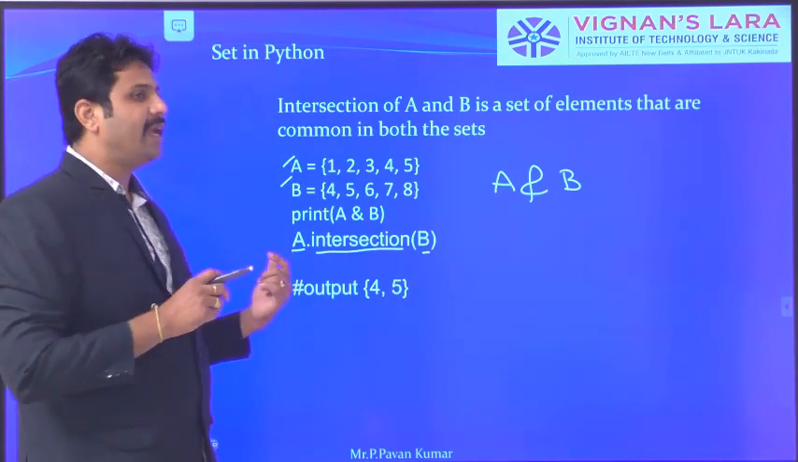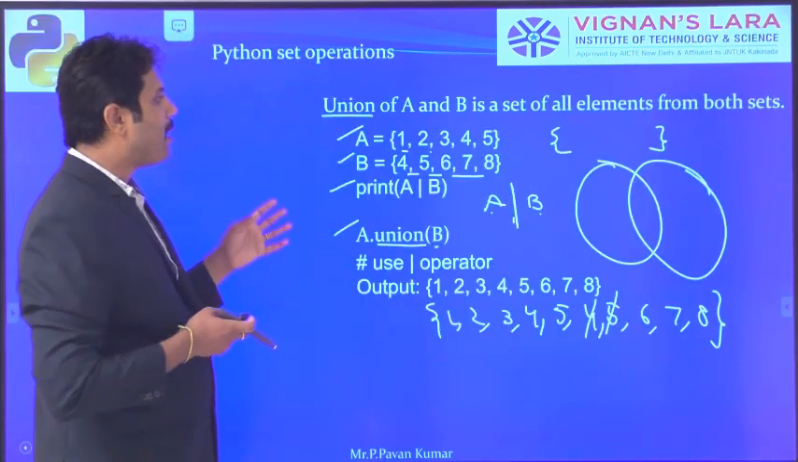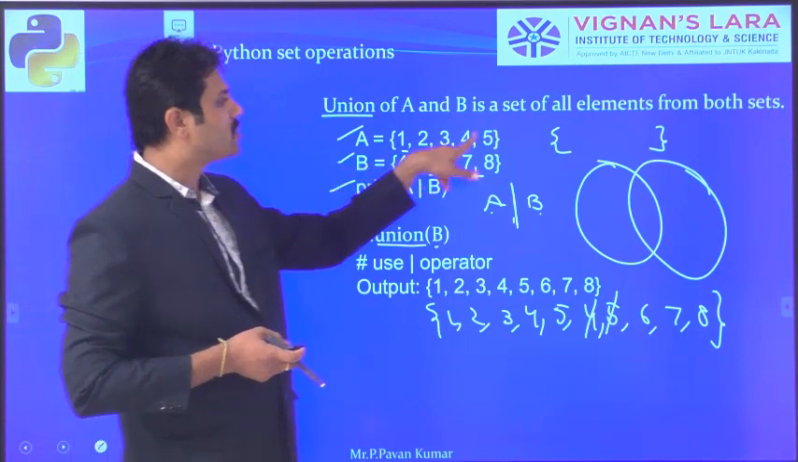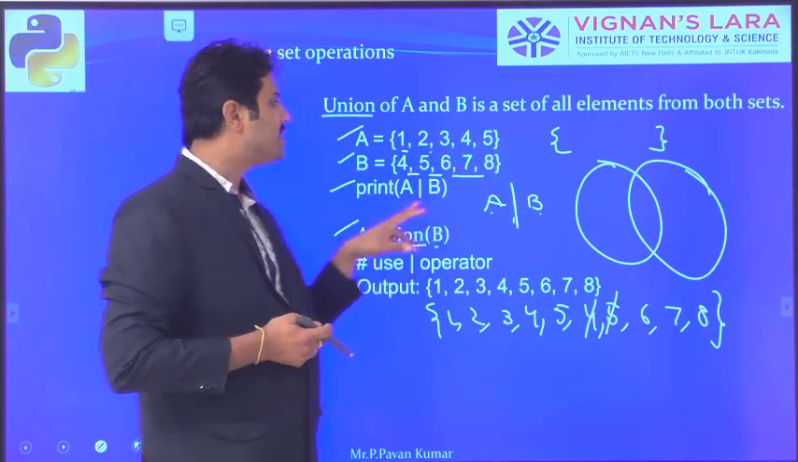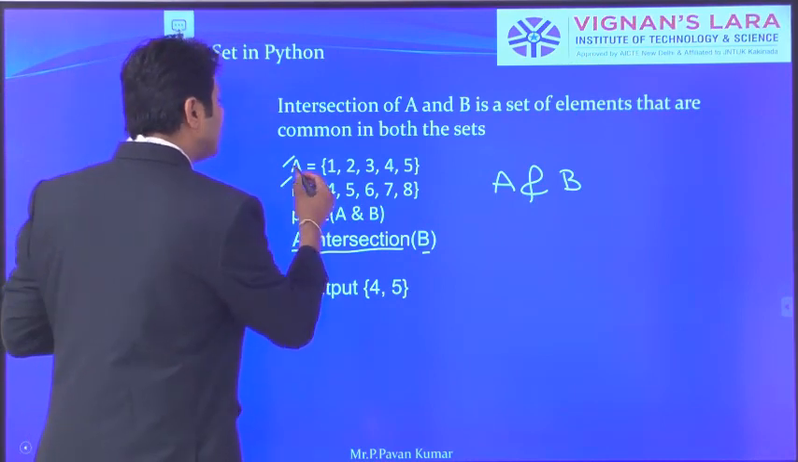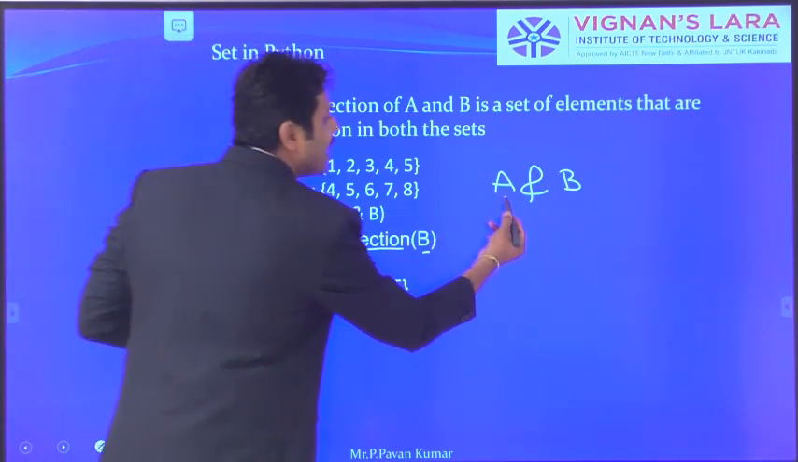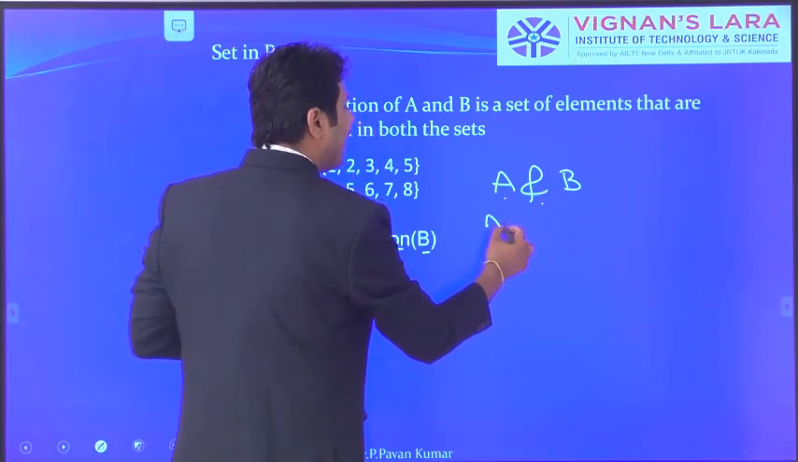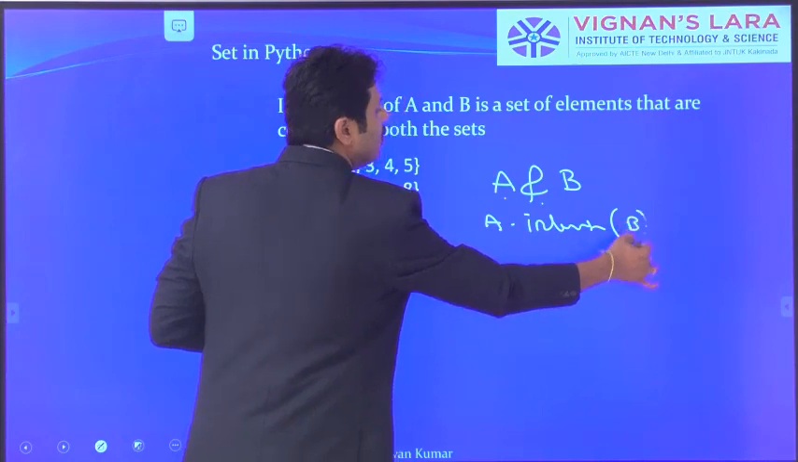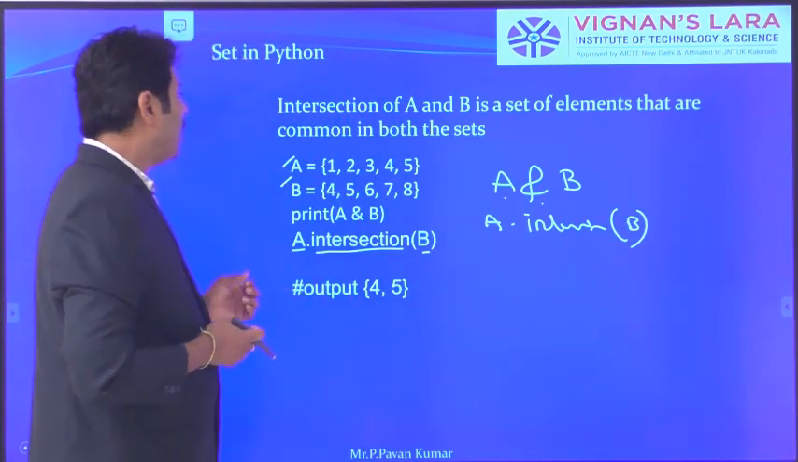So previously, union just performed the collection of A and B and removed the repeated elements. But here, the common elements in A and B are the output. You can use A and B or A dot intersection B. Both provide the same output. Next one.